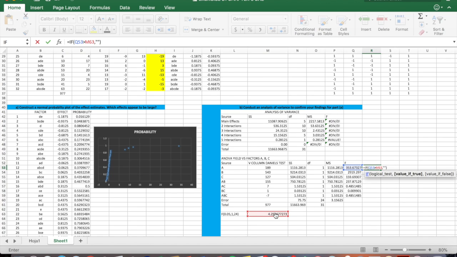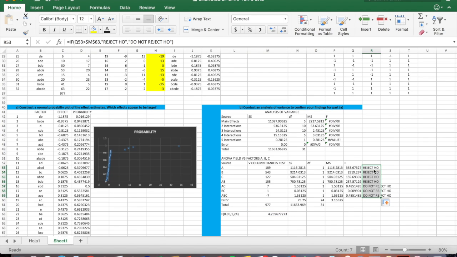There we had previously gotten the F calculated, and we're running an F-test just to see which ones are rejected or not, and the ones that are rejected are going to indicate the main factors that we're going to be studying.